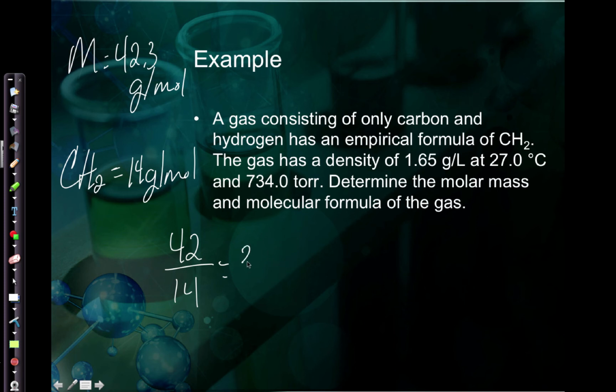is 3. So it's 3 times as great as my empirical formula, which means I'm going to take my empirical formula and multiply it by 3. So my molecular formula should have 3 carbon atoms and 6 hydrogens. That's my molecular formula.